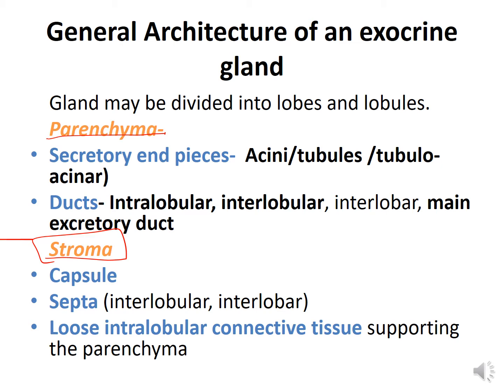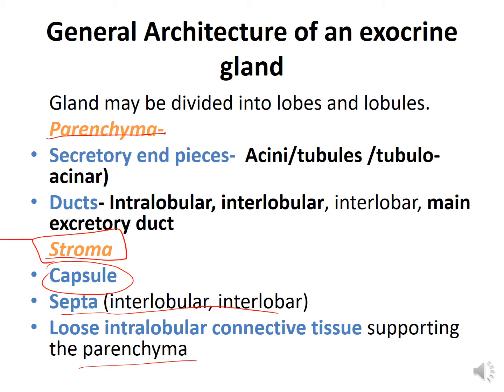Now the whole gland is covered by a thin layer of dense irregular connective tissue, which is known as capsule. Fibrous septa from this capsule pass inside the gland and divide the gland into lobes and lobules, smaller parts. And in the lobules lies the loose connective tissue, reticular connective tissue, which supports the parenchyma.